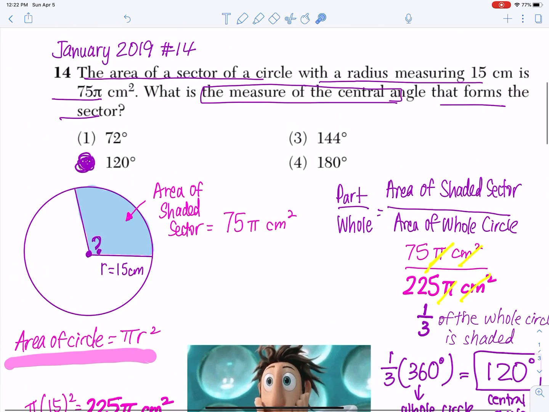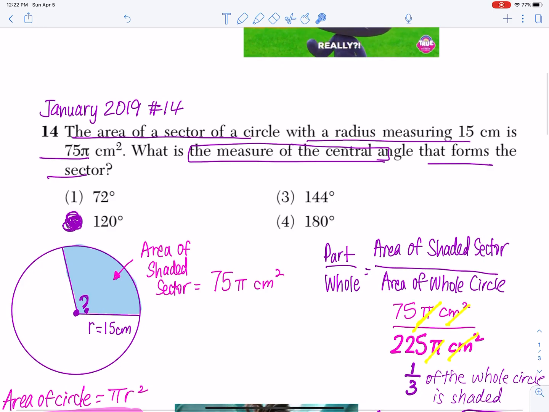Now let's look at another problem here. This is from January 2019, number 14. It says the area of the sector of a circle with radius 15 centimeters is 75 pi square centimeters. In this question, they actually give you the area of the sector. I drew the picture. It's not necessary, but so you can have a visual here. Now we want to find the central angle. This question mark is what we want to find.